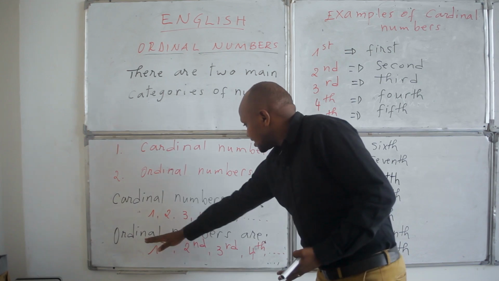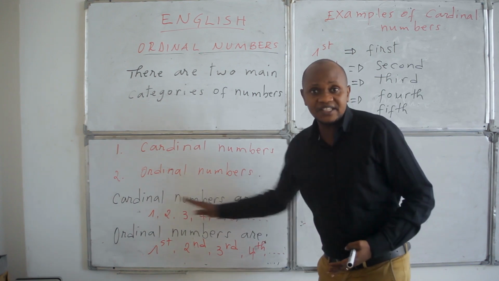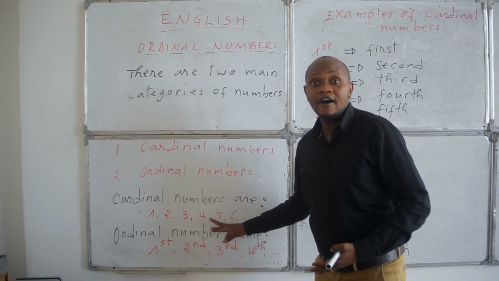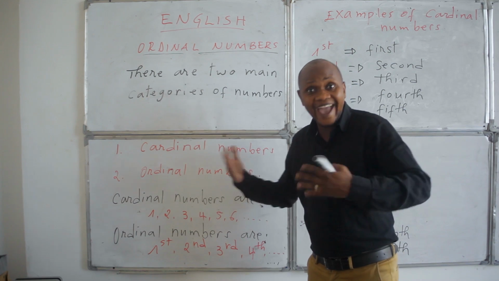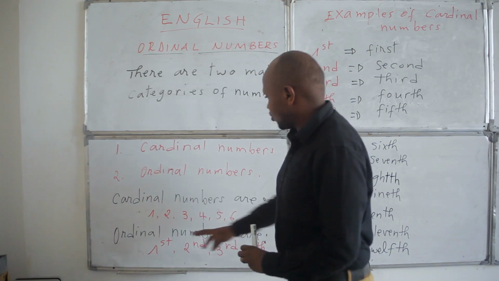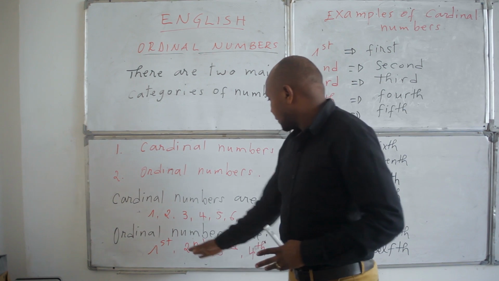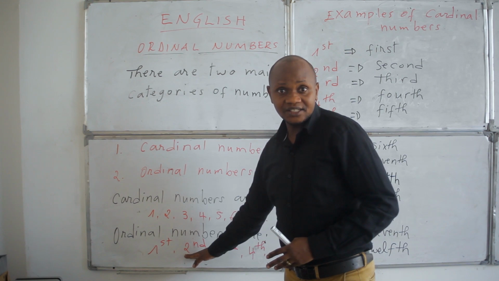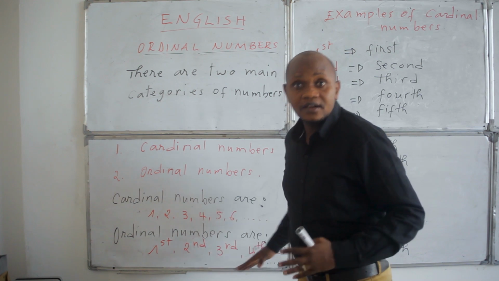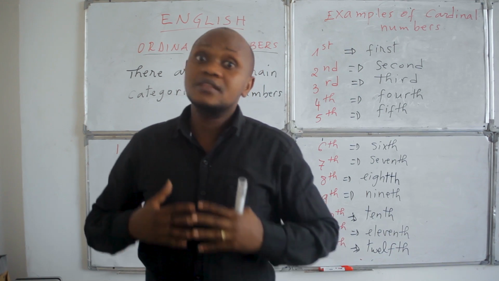But here there are other numbers which are ordinal numbers. Cardinal numbers ni iyi ubwo tuvuga ngo 1, 2, 3, 4, 5, 6, 7, 8, 9, 10. Turabizi ibyo ngibyo. Ariko tugiye kwirebera now we are going to see ordinal numbers. Ordinal numbers. First, second, third, fourth, fifth, sixth, seventh, eighth, ninth, tenth.